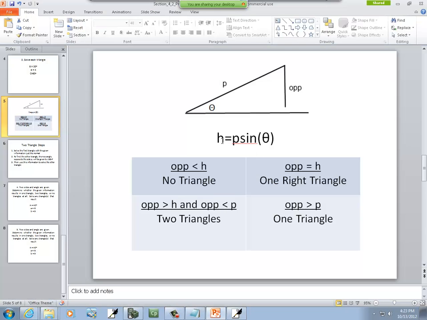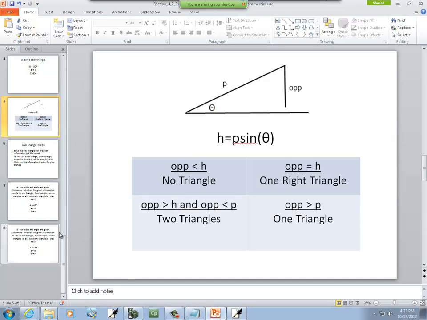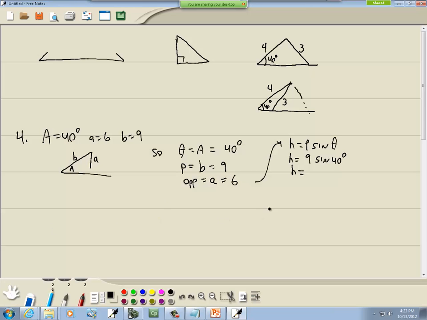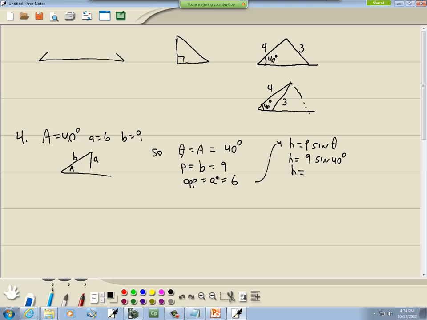Well, this says right here we have to find h is equal to p sine theta. So h is equal to p sine theta. Well, p is 9 and theta is 40 degrees. So let's see what that gives us for h. So 9 sine 40 degrees, enter, and I get 5.79, 2 decimal places.